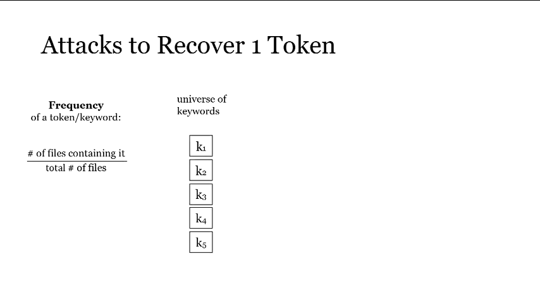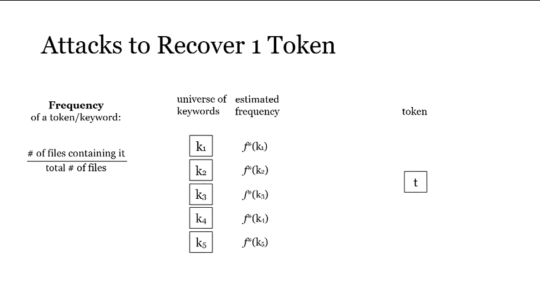So with this information, the idea is that first, you define the term frequency of a token or a keyword as the total number of files containing it divided by the total number of files in the file collection. Then for every keyword in the universe from the leaked files, the server can calculate an estimated frequency, denoted by F star. This is called estimated because the leaked files are a subset of the file collection. On the other hand, when seeing a token, the server knows exactly how many files are returned in the search result. So he knows the exact frequency of this token.